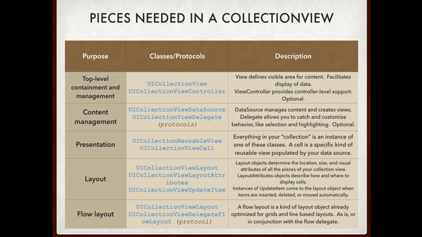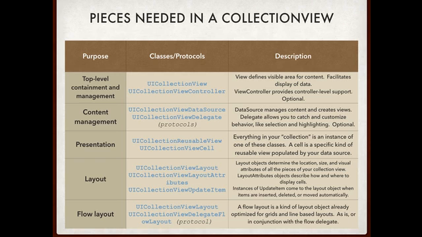For content management, you've got your data source and your view delegate. The data source manages your content and creates views. The delegate allows you to catch and customize behavior, like selecting and highlighting. So you are using your data source to get all of the data that is going to be populating these fields on your screen. And then you have a delegate, which by default just does whatever Apple said it does. But you can then override those functions and say, instead of highlighting things, I want you to go there, I want you to instead shuffle them around, or you can write your own code to do whatever you want on those different actions.